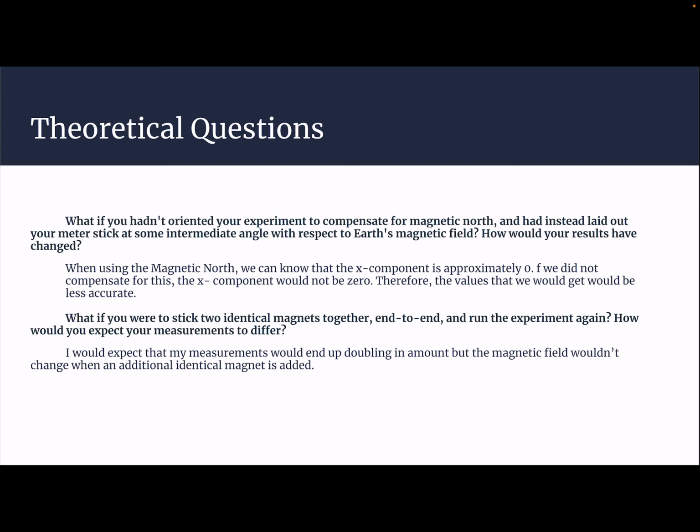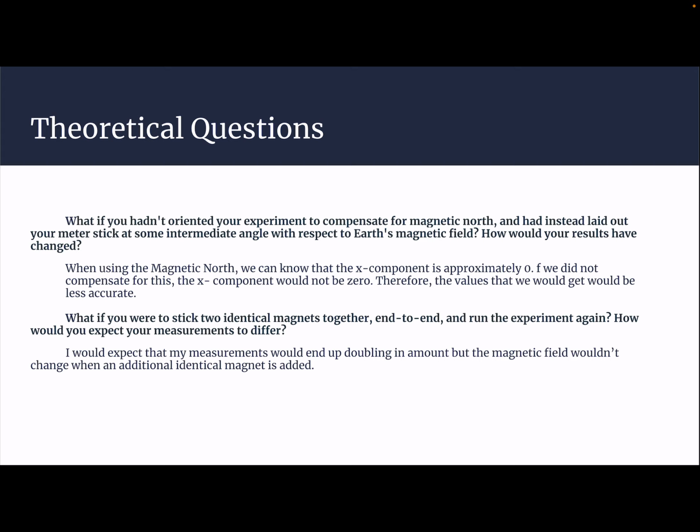The second question is, what if you were to stick two identical magnets together end to end and run the experiment again? How would you expect your measurements to differ? I would expect the measurements would end up doubling in the amount, but the magnetic field wouldn't change when an additional identical magnet would be added.